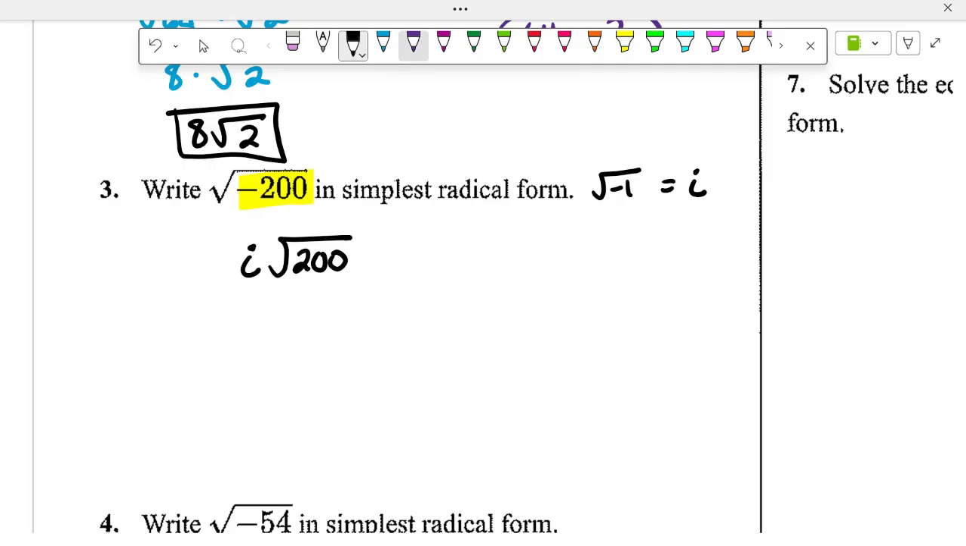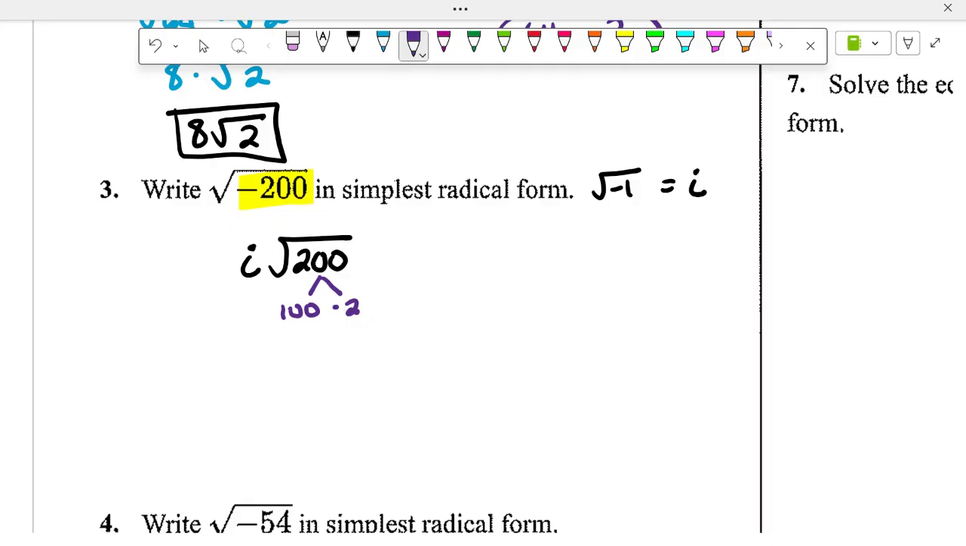Now I can break down 200 like we've been doing. So take a guess. What do you think would be the biggest perfect square number that would go into 200 nicely? 100. All right. So you can still do the whole guess and check thing, but 200 is one of those nice ones where you can just eyeball it and know. So it's 100 times 2.